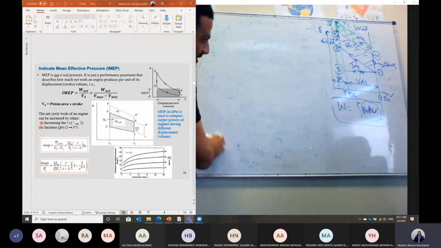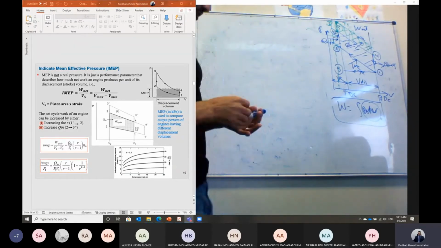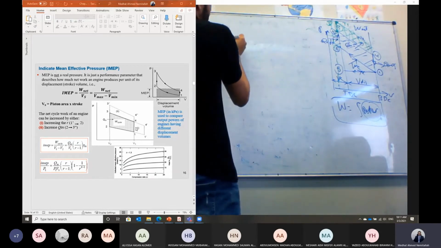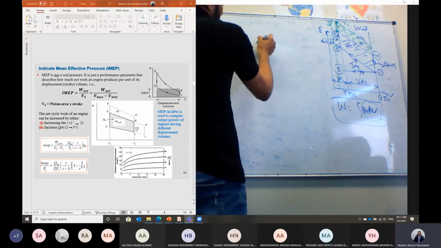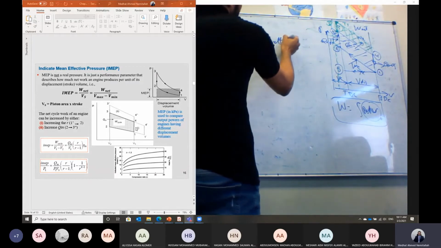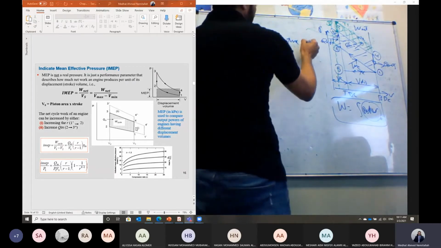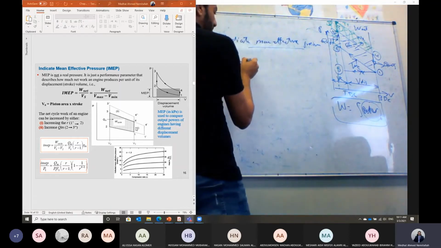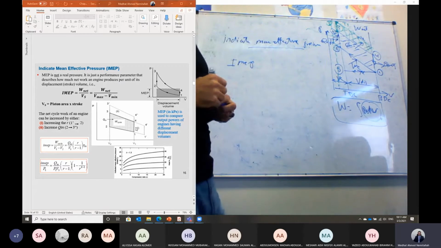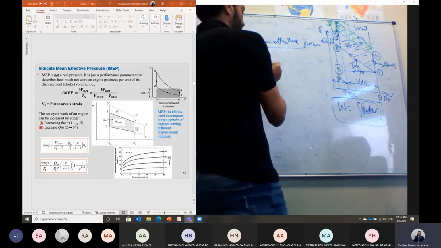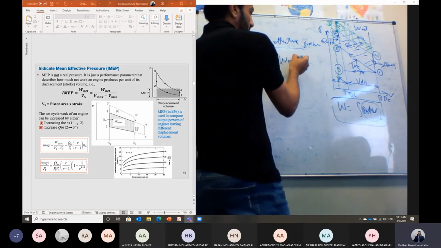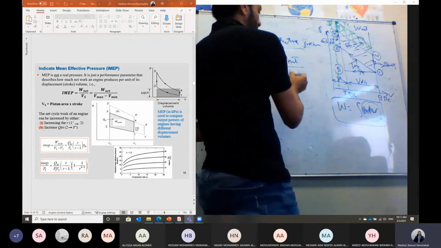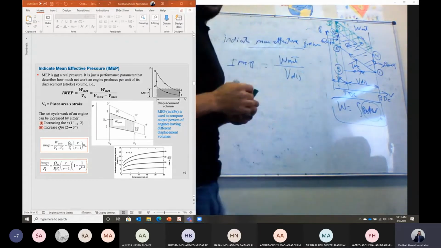Okay, let's define another parameter which is called the indicated mean effective pressure. Actually, the indicated mean effective pressure is not a real pressure. It is just a representation. It gives us an indication about the ratio between the work out of the engine divided by the displacement volume. This parameter, Shabab, is used.